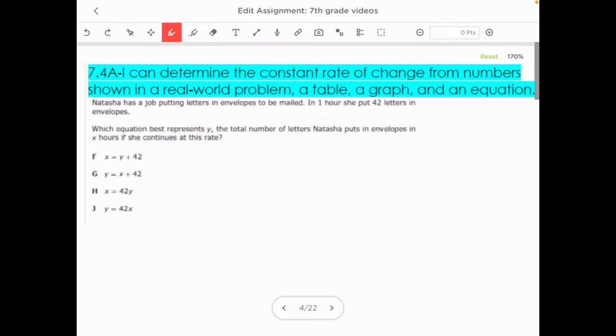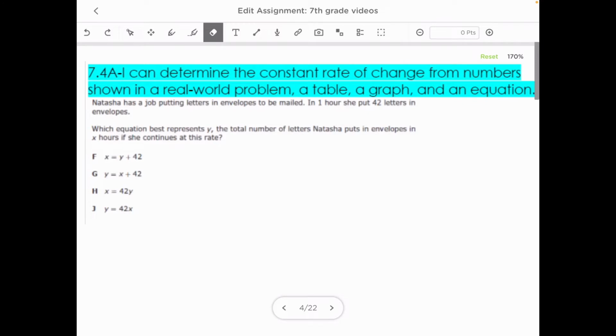Hi everyone, in this video I am going to be covering TEKS 7.4a, and that TEKS states I can determine the constant rate of change from numbers shown in a real world problem, a table, a graph, and an equation. So in this particular video I am going to focus on finding the constant rate from numbers shown in a real world problem, okay? So follow along with me and learn how to do this.